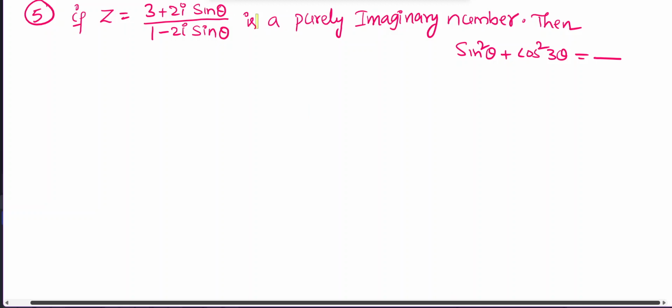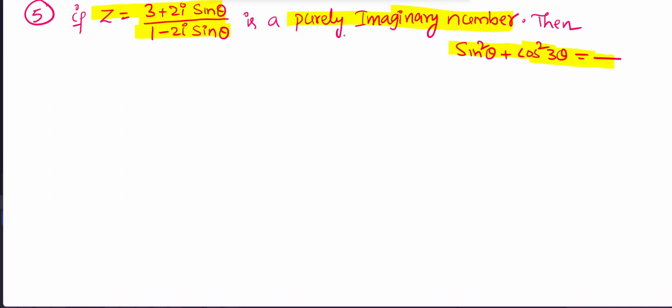This is the fifth question from complex numbers. If z is equal to 3 plus 2i sin theta by 1 minus 2i sin theta is a purely imaginary number, then find the value of sin square theta plus cos square 3 theta. Here a purely imaginary number is given. Purely imaginary number means the real part is equal to 0, so equating the real part to 0.